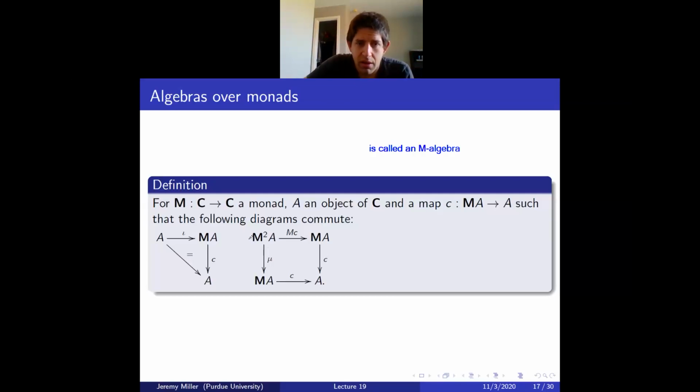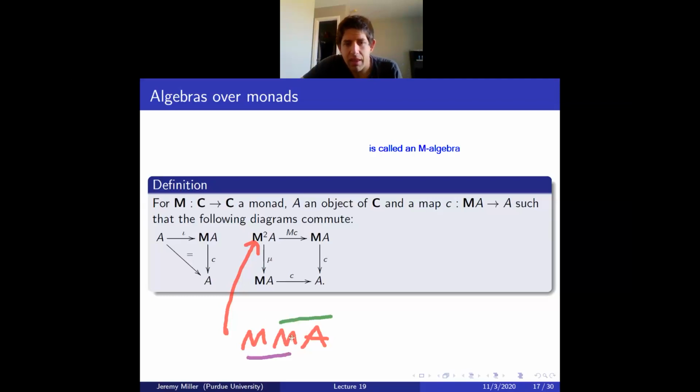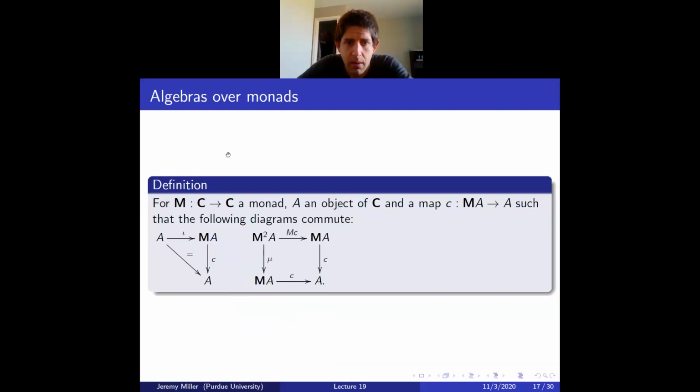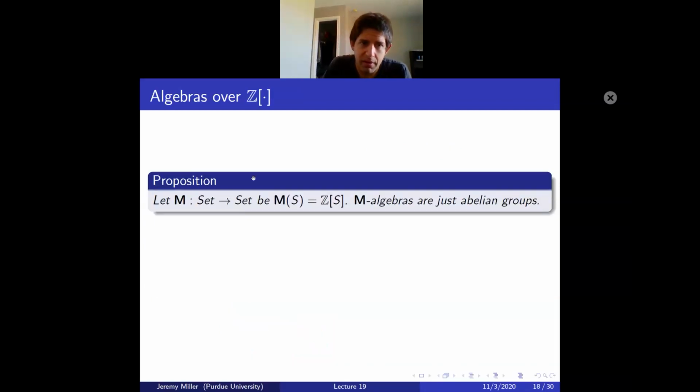So if you think of this as MA, there are 2 things you can do. You can combine the 2 M's, or you can combine the M and the A. That lands you in MA in 2 different ways. And then once you're in MA, you just multiply and you get to A. And the statement is that those 2 things are going to be the same.